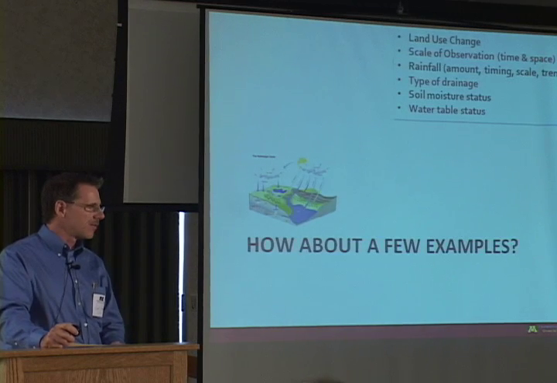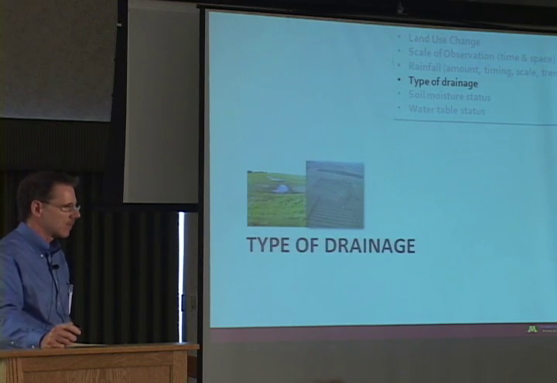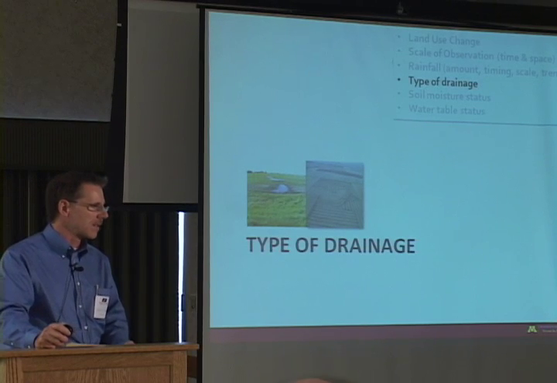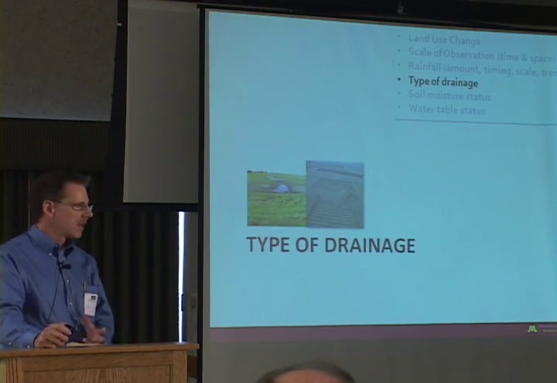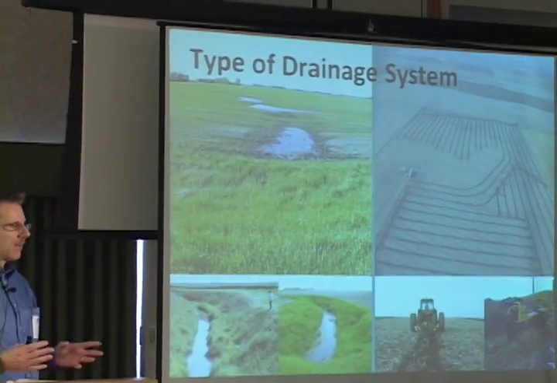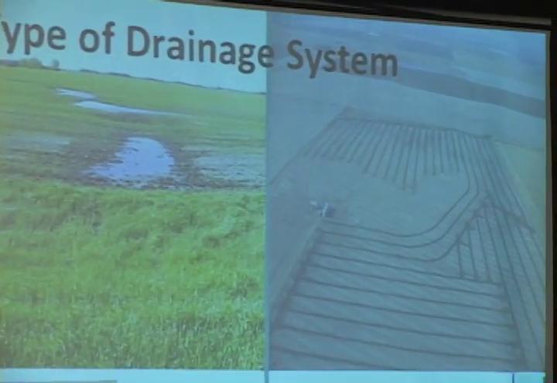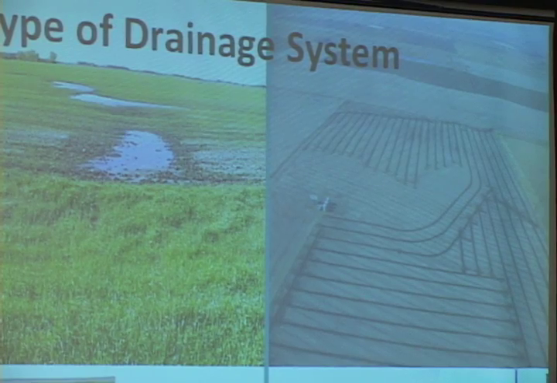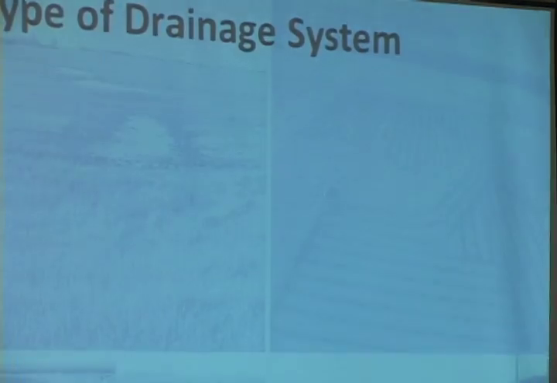So let's go for a few examples here. Let's take what seem to me to be some of the more straightforward ones. Let's look at the type of drainage. And I've mentioned some of these already. Think about surface drainage, ditches, and tile drainage. And I've kind of cast these on two different sides of the slide here, with the subsurface drainage on the right.